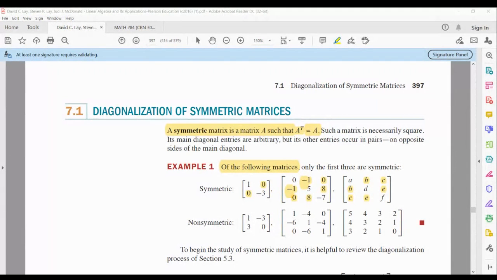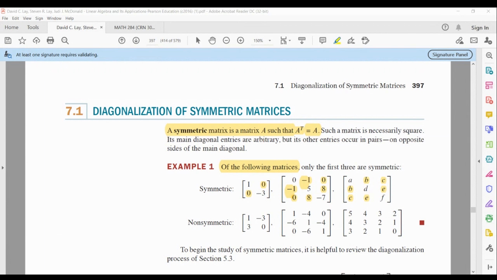So those are examples of symmetric matrices, and they occur a lot in applications. For instance, in statistics, I don't know if you've heard of a variance covariance matrix. Maybe not all of you have, but basically it's a matrix that gives the statistical relationships between variables, and those matrices are symmetric. Symmetric matrices are very important in applications.